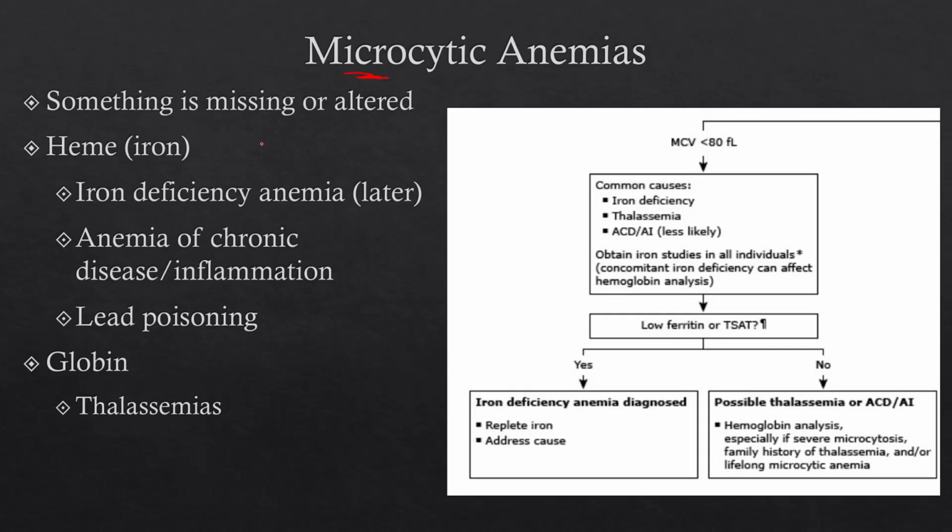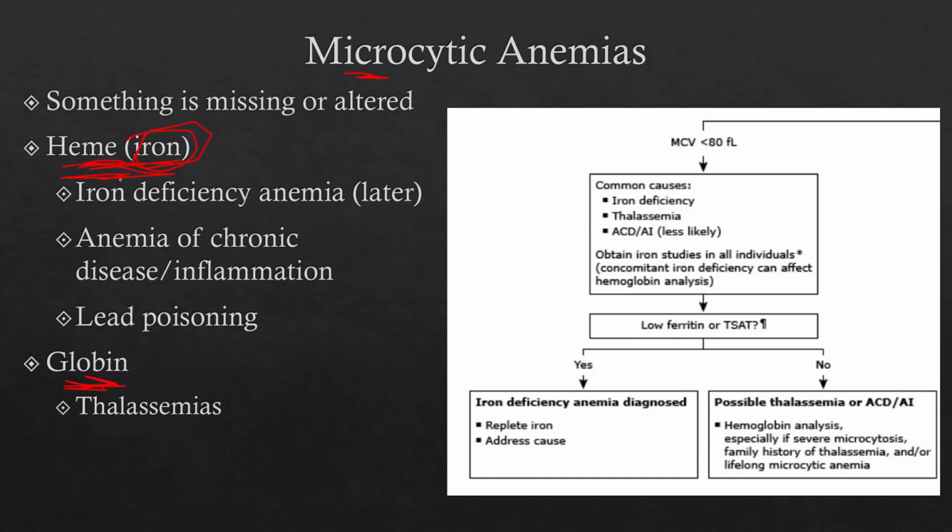Now, what is in the RBC that could possibly be missing or changed? Well, hemoglobin is exactly what the name is. Hemoglobin is heme plus globin. Okay, so those are really your two options when it comes to microcytic anemias. Heme, you don't really think of the actual heme ring, but you think of iron, because heme binds iron, and then iron can change the electric properties so that it binds to oxygen. But when you think heme, think iron.